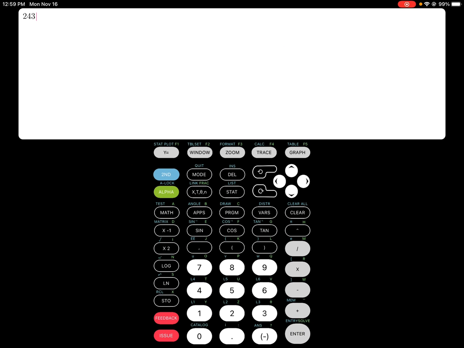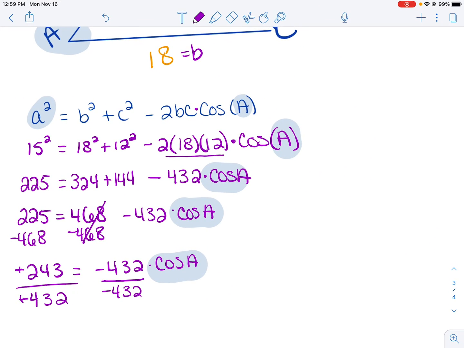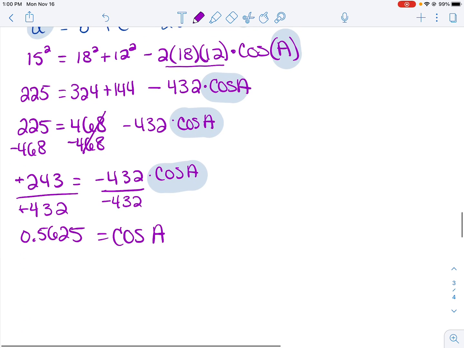243 divided by 432 gives me this decimal, right? 0.5625. Now that was equal to the cosine of A, right? And if I want to find angle A, what I need to do is use the inverse function of cosine, right? To solve for an angle, use the inverse.